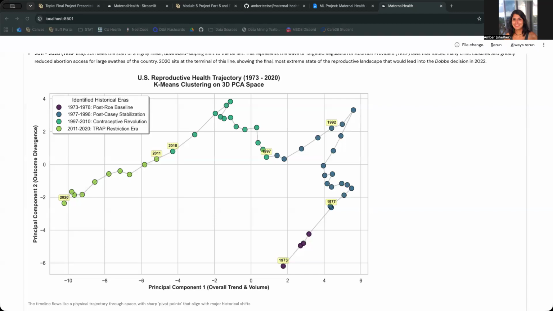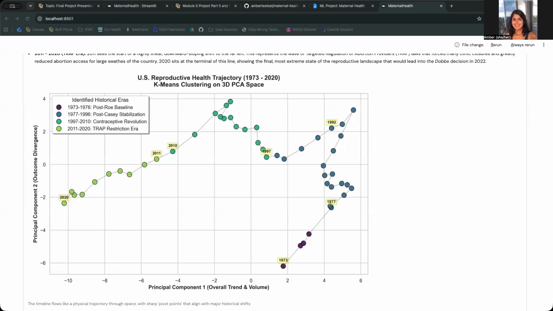As you can see from this visual, the model perfectly partitioned the last 5 decades into 4 completely consecutive, unbroken chronological eras. It correctly isolated the post-Roe era of the mid-70s, transitioned into a massive stabilization era around the 1992 Casey decision, moved into a contraceptive era where long-acting birth control drove down unintended pregnancies and teen pregnancies, and finally terminated in the highly restrictive targeted regulation of abortion providers, or TRAP, law era leading up to 2020.